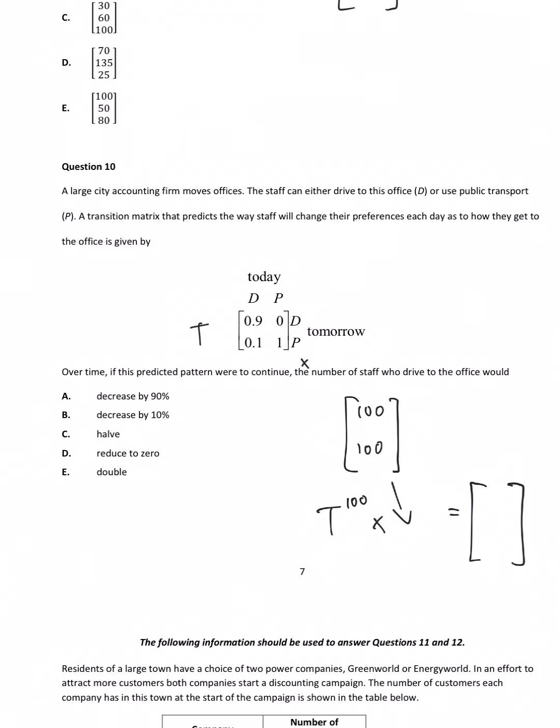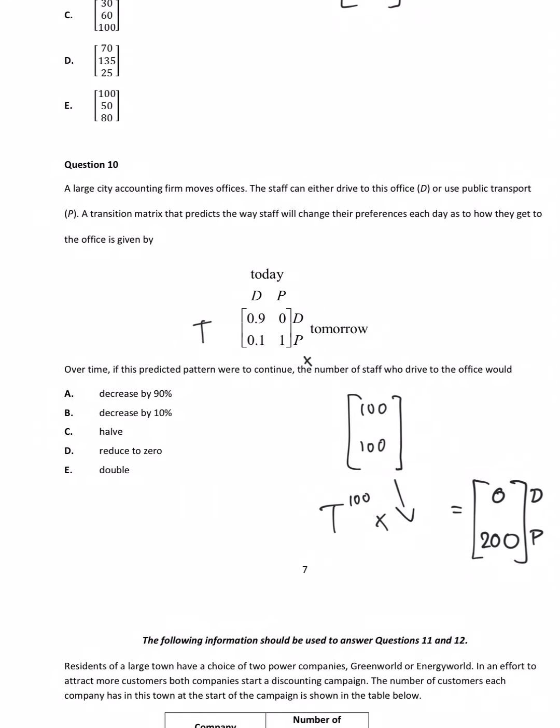So I might actually quickly do this. What I pretty much get is that this is really close to 0, and this is pretty much 200. So all the people will go from driving to, what's the other thing, public transport. So essentially the number of staff who would drive to the office would reduce to 0.